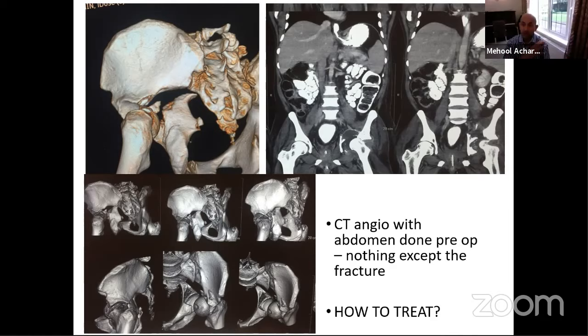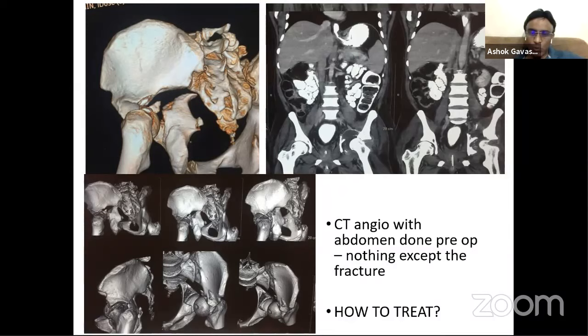But I think for me, it would be either front-back, two approaches, or front, back, front, depending on the reduction. Yes, Dr. Gavaskar. I think I'll be following the same principles, anterior first. I'll be using an ilioinguinal with an extended medial window. But as already discussed, I'm not sure where I will end up in the first stage. So it's very, very unlikely that I'm going to put some fixation in the first stage itself, especially if my aim is to preserve the head.